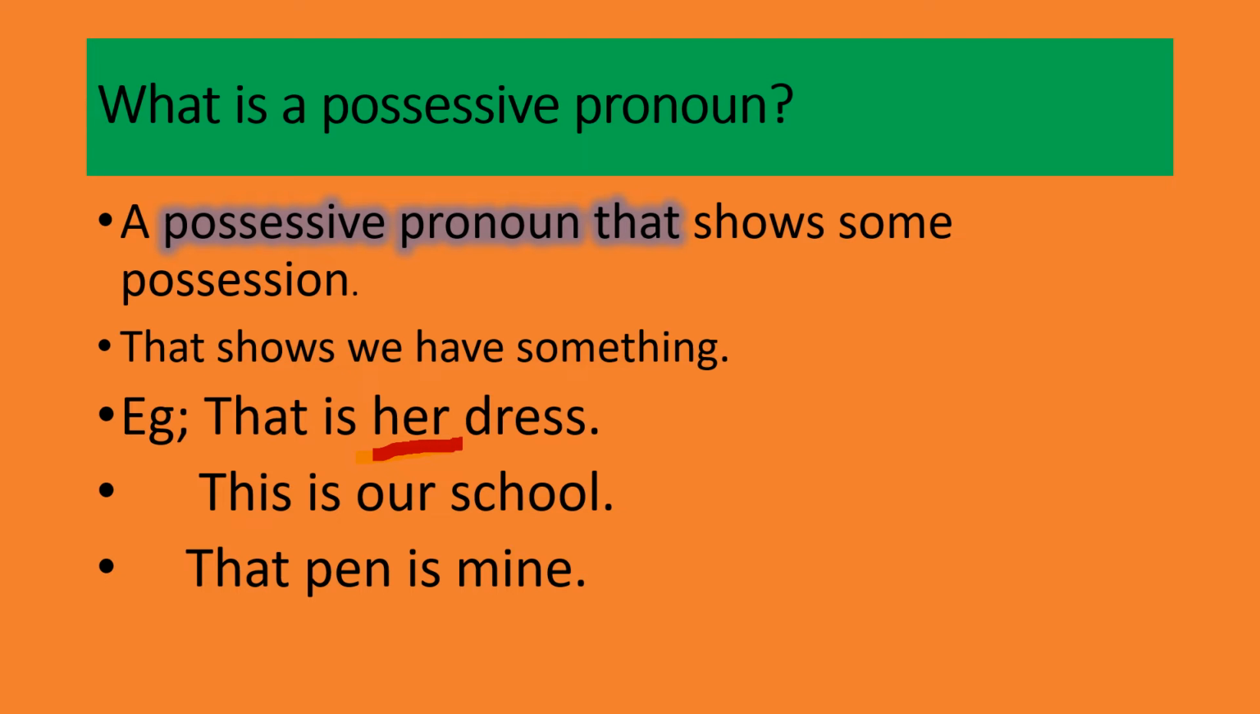That is our school. It answers the question, whose school is this? This is our school. Our is the possessive pronoun. That pen is mine. Whose pen is that? Mine. That pen is mine. So a possessive pronoun answers the question whose that particular thing belongs to.